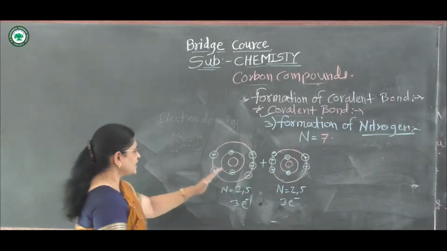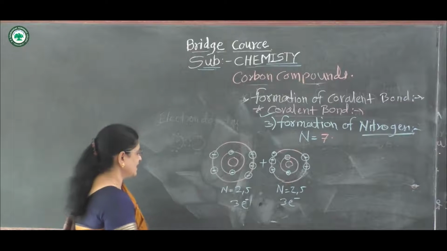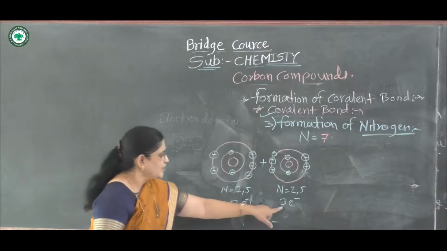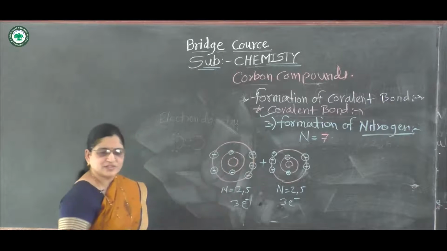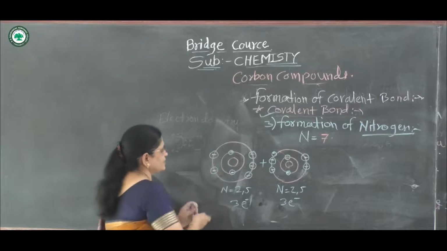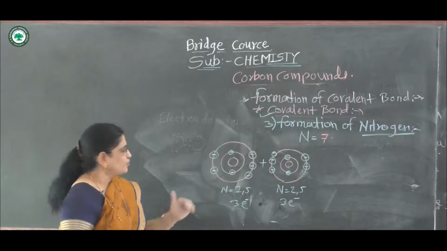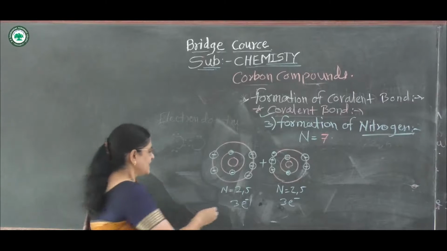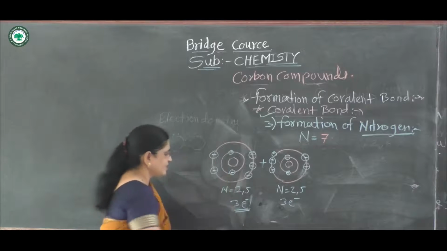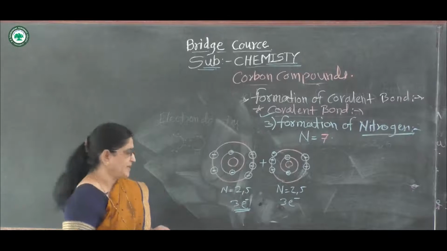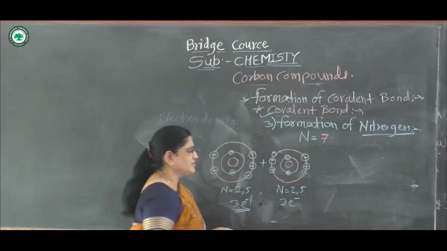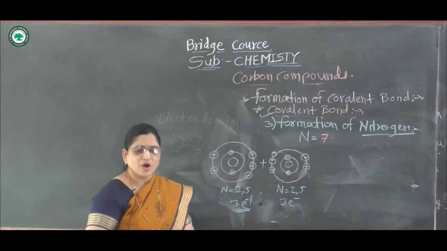That is, each atom of nitrogen requires 3 electrons to complete its octet. It contains 5 electrons. It will have 8 electrons to form a compound. That means it requires 3 electrons to complete its outermost orbit. This atom also requires 3 electrons to complete its octet.